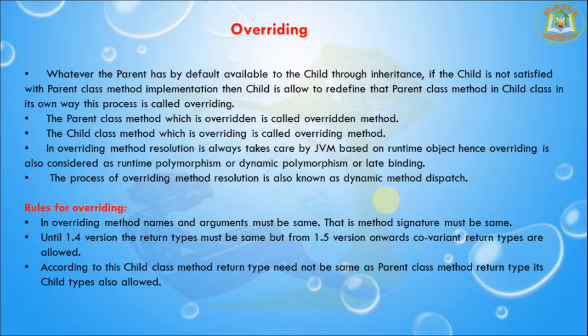Whenever the parent methods are available to the child through inheritance, if the child is not satisfied with the parent class method implementations, then the child is allowed to redefine the parent class methods in the child class in its own way. This process is called overriding. The parent class method which is overridden is called the overridden method. A child class method which is overriding is called the overriding method.